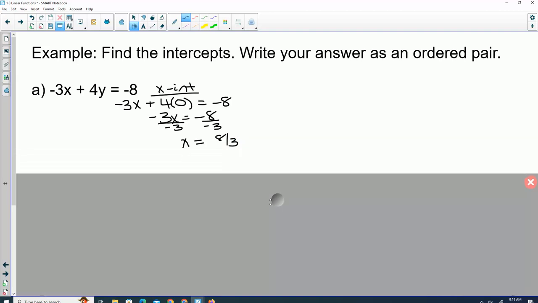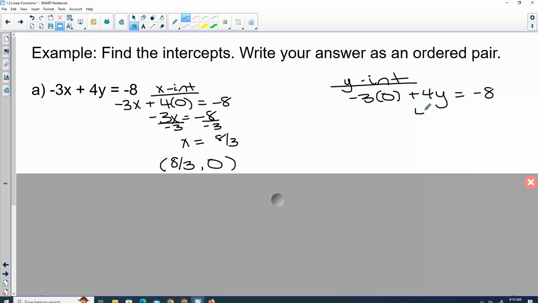I did say I wanted it as an ordered pair, so what would that ordered pair be? So for a y-intercept, if you're going to hit the y-axis, your x is 0. And our y is -2. If I write that one as an ordered pair, that would be?